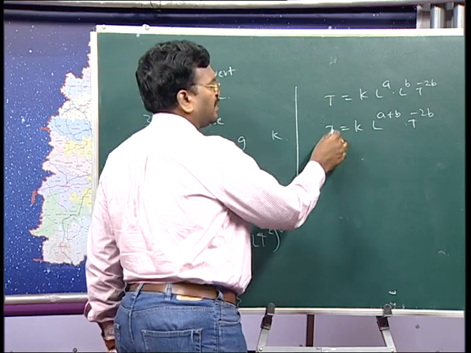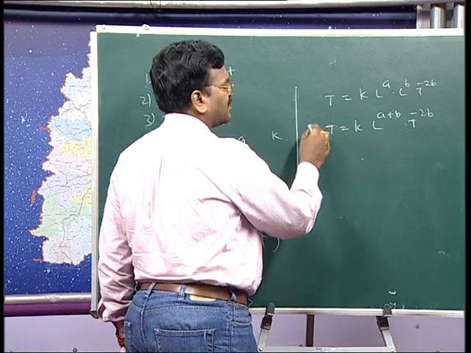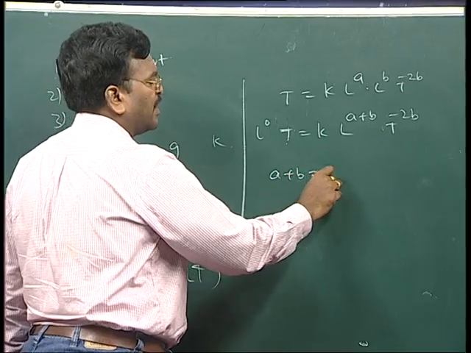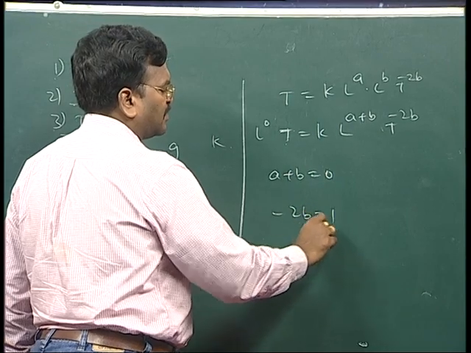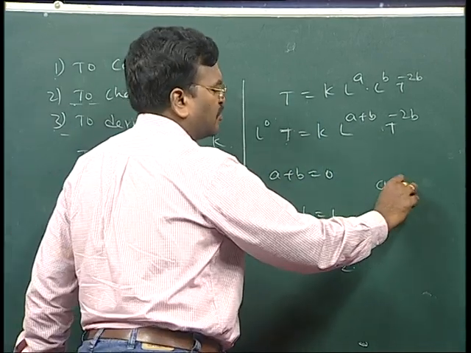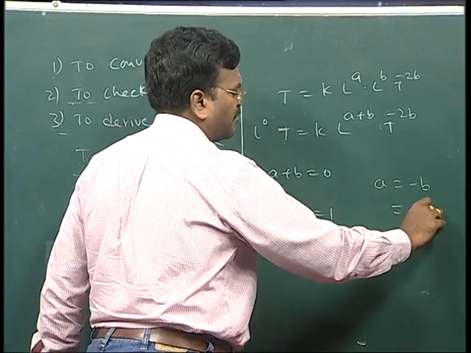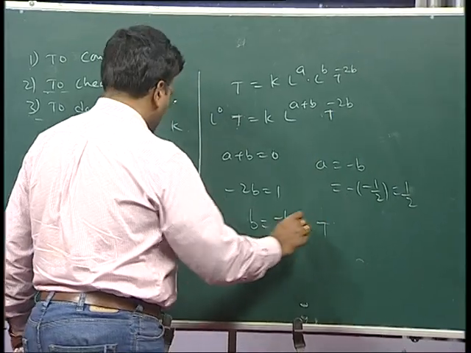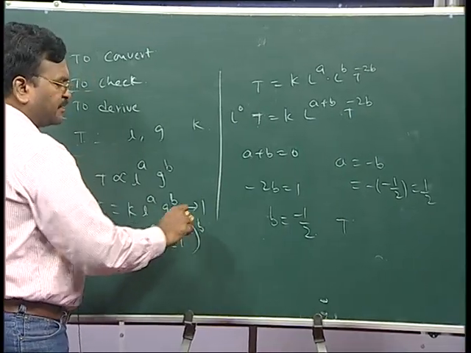What are we getting now? T power how much here? 1. L is not there, which means L power 0. So a plus b is equal to 0 and minus 2b is equal to 1. B is equal to how much? Minus 1 by 2. A becomes what? A is equal to minus b. Now minus of minus 1 by 2, 1 by 2, like this. This is taken as the first equation.